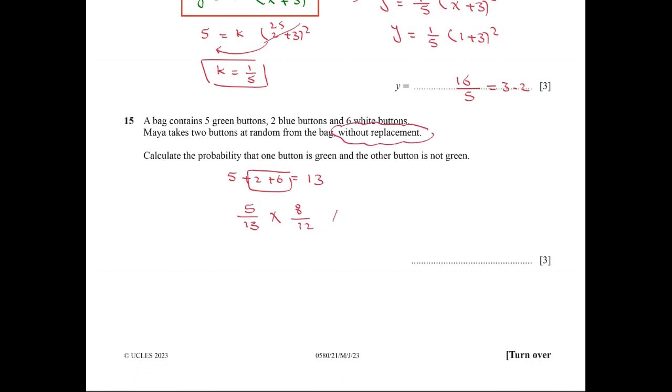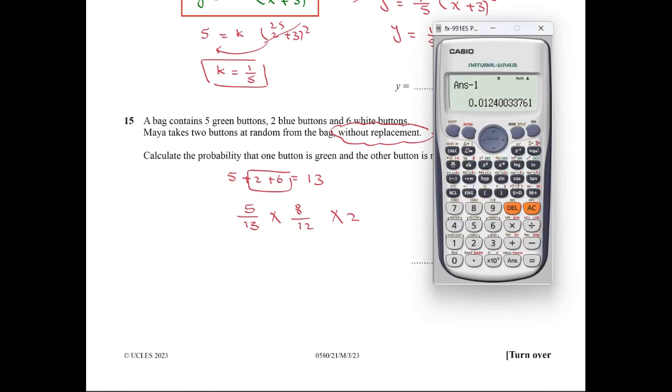We have to multiply by 2 because the arrangement is not important. So we could pick 5 over 13, the green first, or the non-green first. So we will have to multiply it by 2.